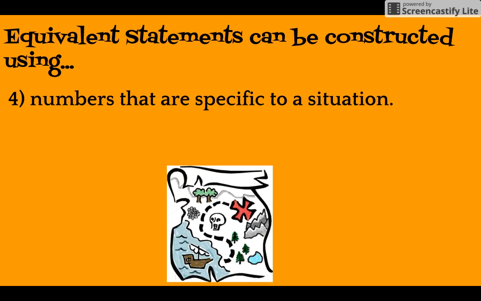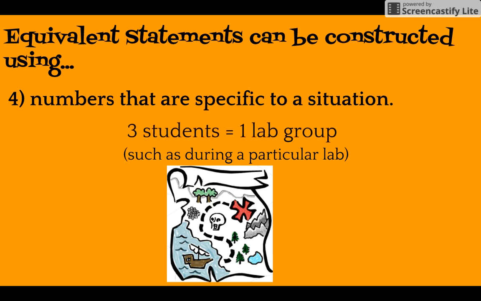The fourth way to construct these statements is numbers that are specific to a situation. Let's look at these examples. It's kind of similar to how many players are in one team, right? So in one lab group, there are 3 students, and that is just specific for a particular lab. You could have labs that have only 2 students, but that's also an equivalence statement. And notice I can just switch. So I can say 3 students equal 1 lab group, or 1 lab group equals 3 students. Seems obvious, yeah.